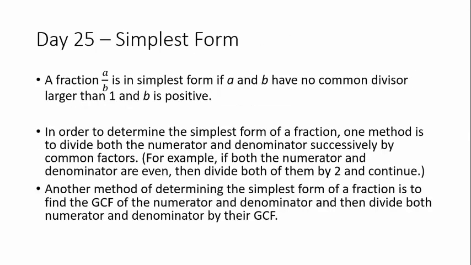A fraction A over B is in simplest form if A and B have no common divisor larger than 1 and B is positive. In order to determine the simplest form of a fraction, one method is to divide both the numerator and denominator successively by common factors. Another method is to determine the greatest common factor of the numerator and denominator and then divide both by the greatest common factor.